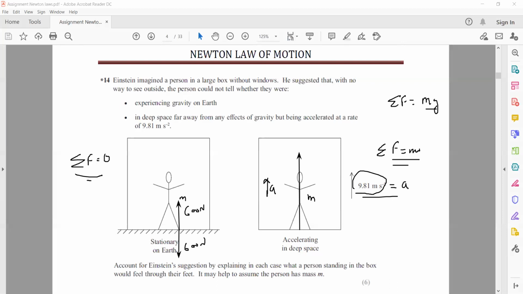So for the first one, weight is acting down, and the normal contact force from the surface is up. There is no resultant force because the person is not accelerating. But for a person who's moving through space, there must be a resultant force because the box is accelerating. The acceleration of the box and the acceleration of the person will be the same. So he will experience a force which equals m a, or you can say m g. Is it clear, this concept of resultant force which causes the object to accelerate? Any doubt in this part?